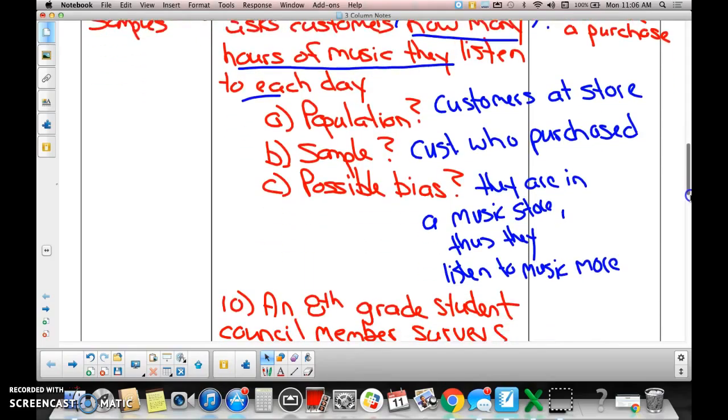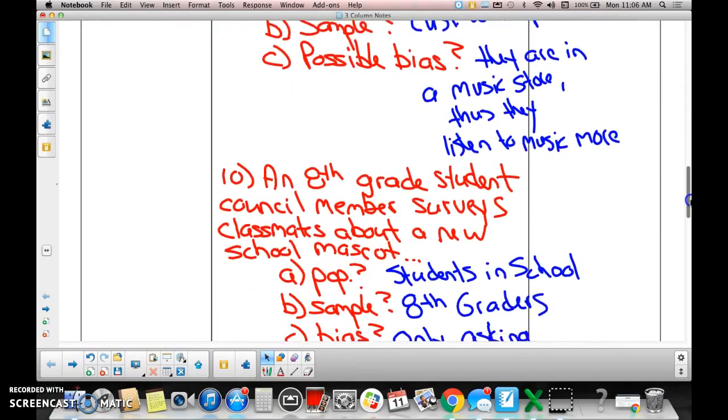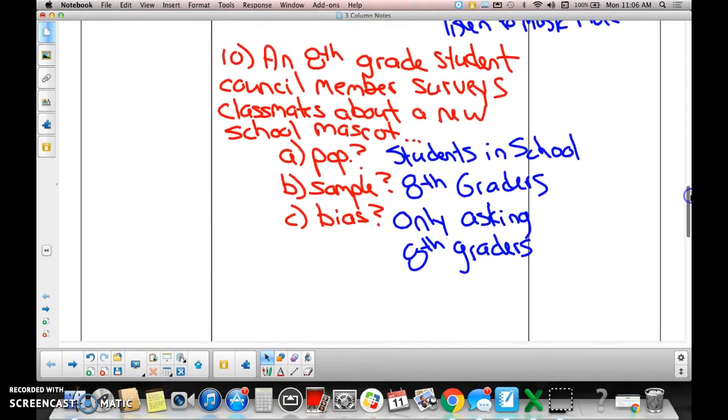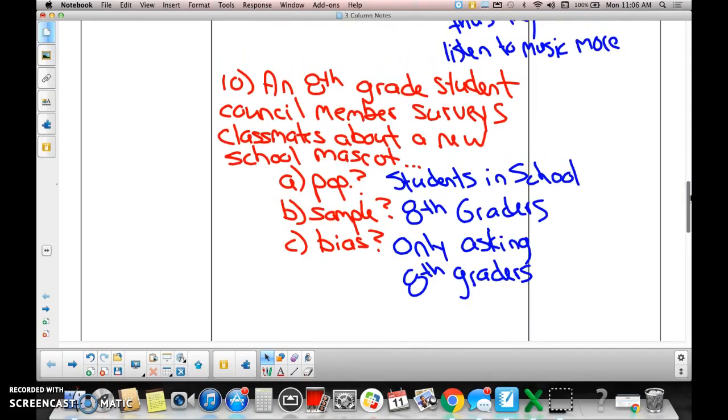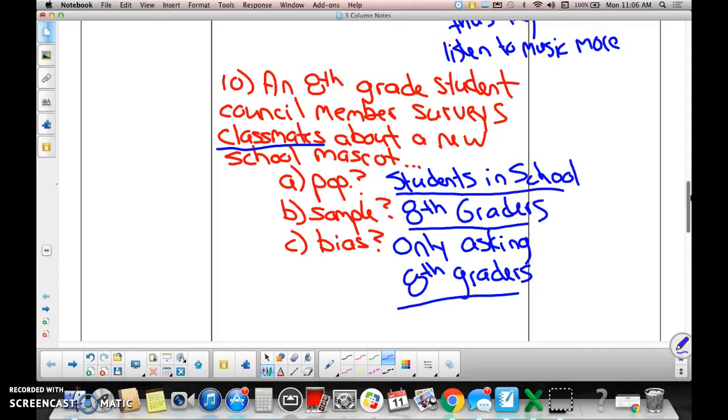And then number 10, Ahmed said, make sure you read it carefully. An 8th grade student council member surveys classmates about a new school mascot. Population would be the students in the school. The sample would be just the 8th graders because he's only surveying his classmates, it says. And then the bias would be only asking 8th graders, so only 8th graders are giving input on what that mascot would be. Questions, comments, quandaries, quibbles, quotes, or queries?